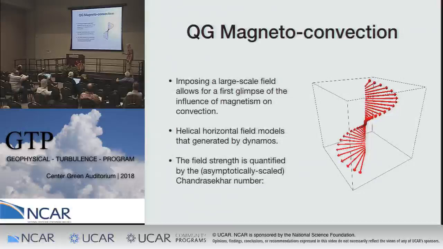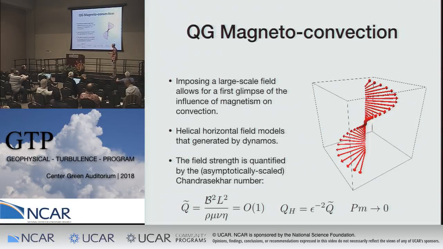Now that we're imposing a magnetic field, we have an additional non-dimensional parameter. Nick mentioned it, it's the Chandrasekhar number. Because we're in this asymptotic limit, we have another asymptotically scaled parameter. This is an order 1 parameter. So anything in terms of asymptotics that is order 1, this means that we can vary it in our simulations.